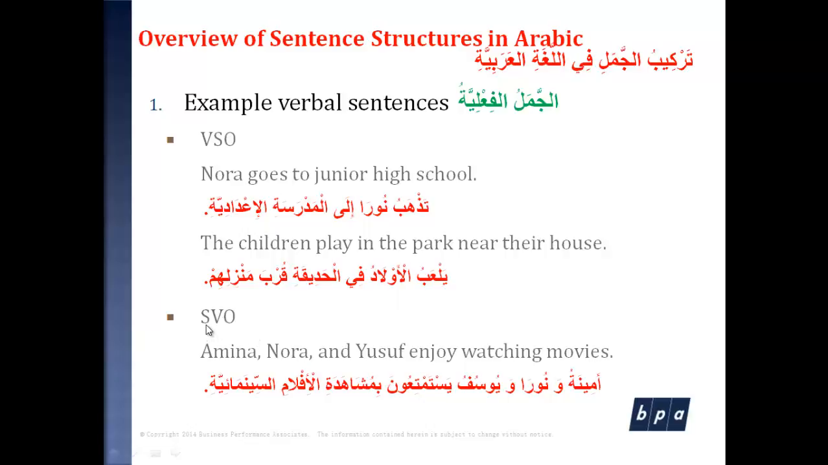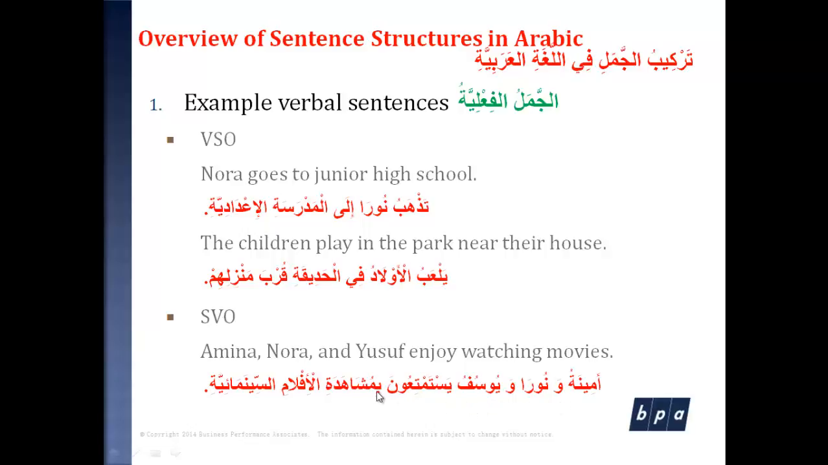Here's an example of the subject verb object. Amina, Noura, and Yusuf enjoy watching movies. أمينة ونورة ويوسف يستمتعون بمشاهدة الأفلام السينمائية. There are three names, Amina, ونورة, ويوسف, so this is plural. يستمتعون, so we have the verb in a plural form to match the subject, which is plural.